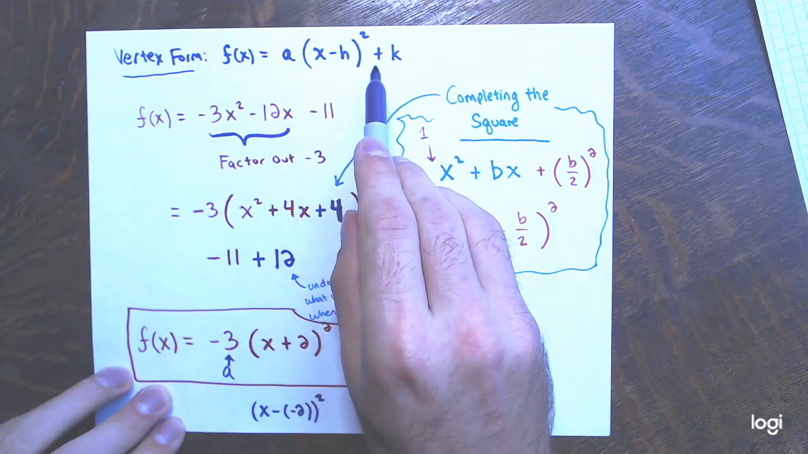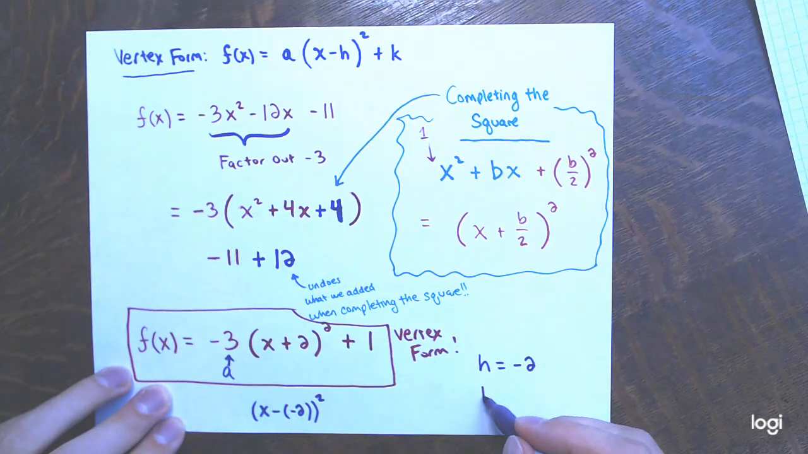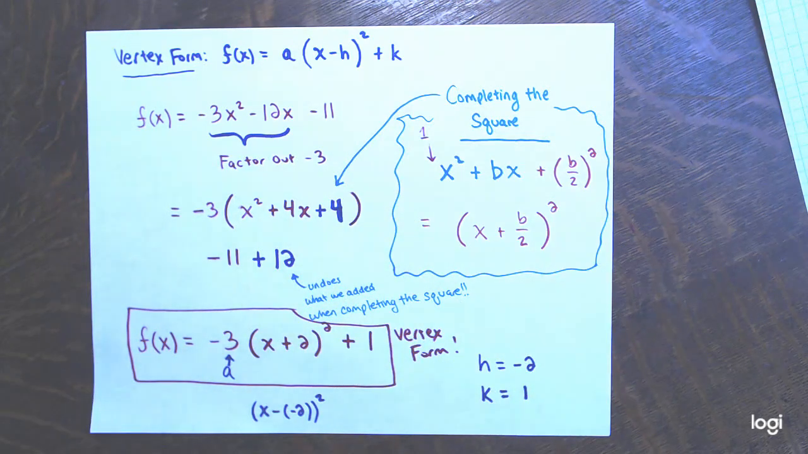And then we have plus k afterwards. Well, plus 1, so the value of that k is 1. So a is negative 3, h is negative 2, and k is 1.